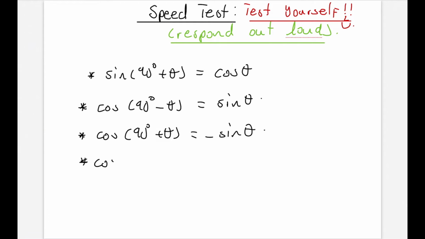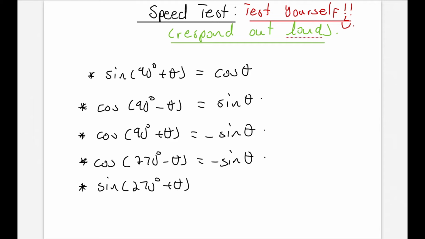What if you had the cos of 270 degrees minus theta? What does this become? This becomes negative sine theta. The general trend with the 270 is to change a cos to a negative sine. Now, what if you had the sine of 270 degrees plus theta? Negative cos theta. Again, the trend of a 270, a sine becomes a negative cos.